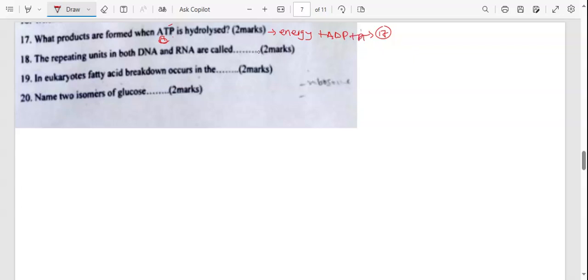So we'll form some pies. All right. So the repeating units in both DNA and RNA are called what? Once we see, they say the DNA moves like this. So the pattern that repeats in both DNA and RNA is called what?